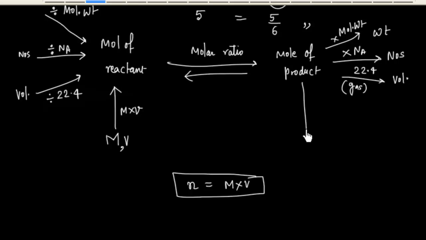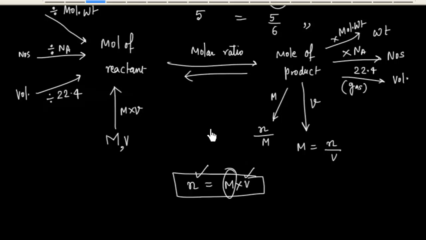Now if I know the moles of product and I know the volume, we can calculate molarity. Molarity is nothing but n by V, because we know the number of moles of product and we know the volume. The other way also, if we know molarity, then we can calculate volume. So if molarity is known and volume is unknown, the number of moles divided by molarity will give you volume.